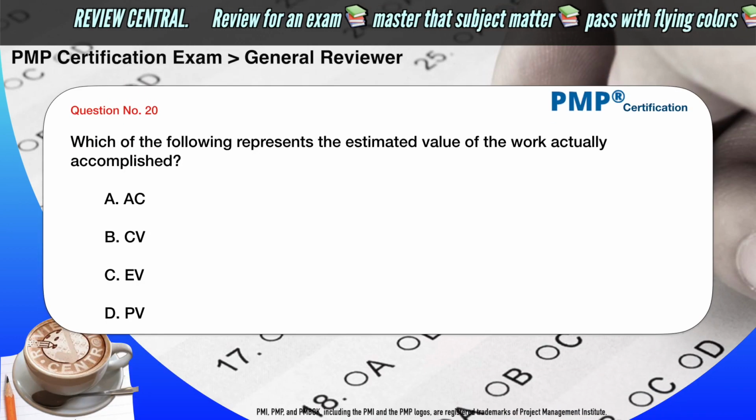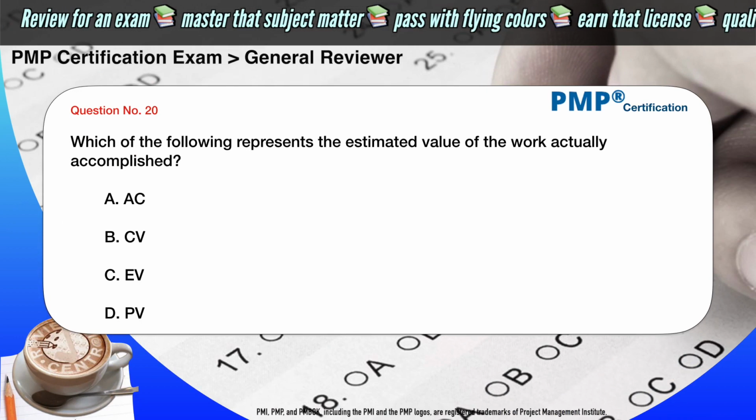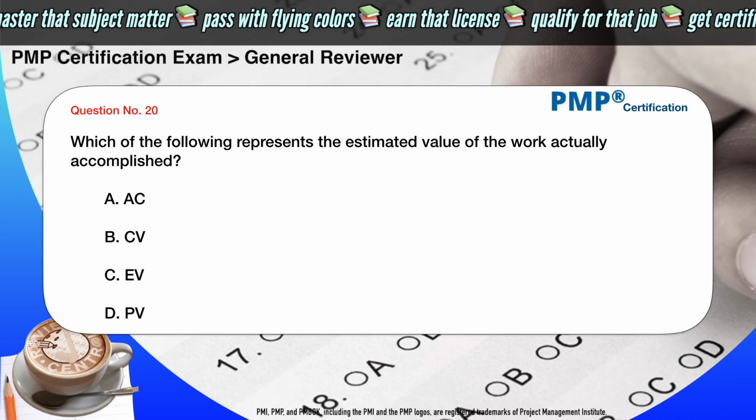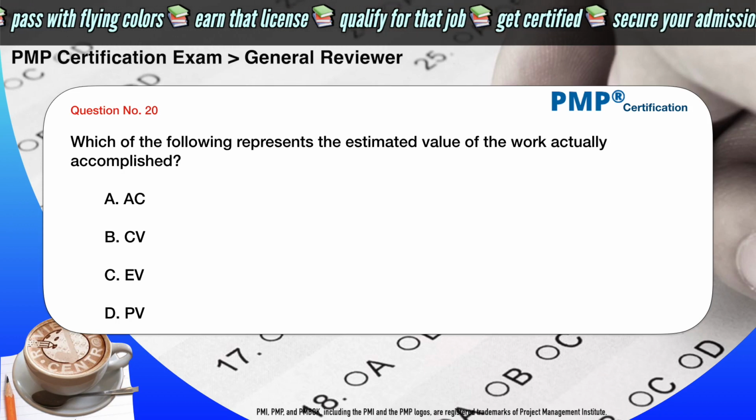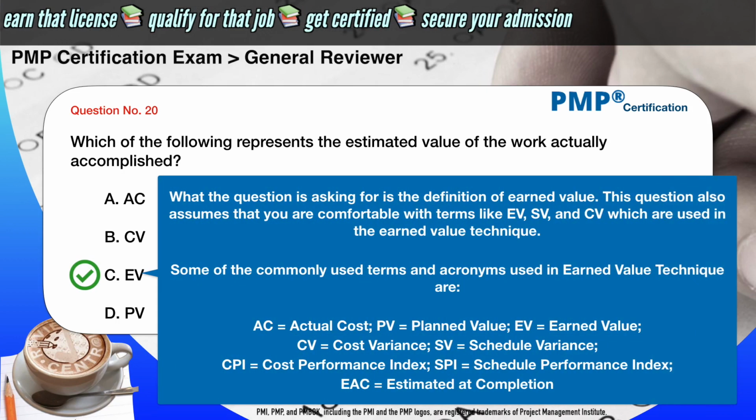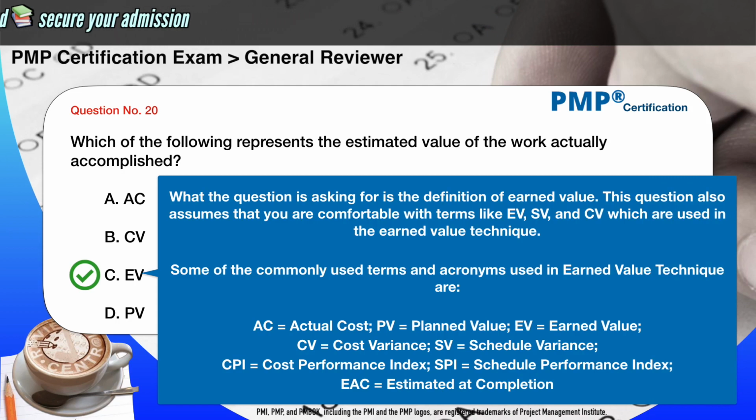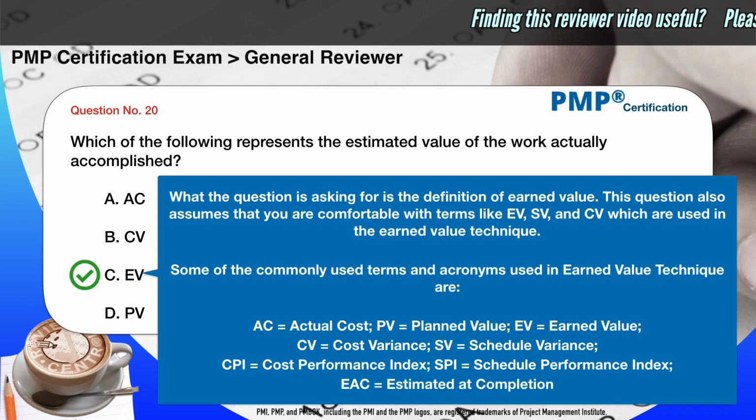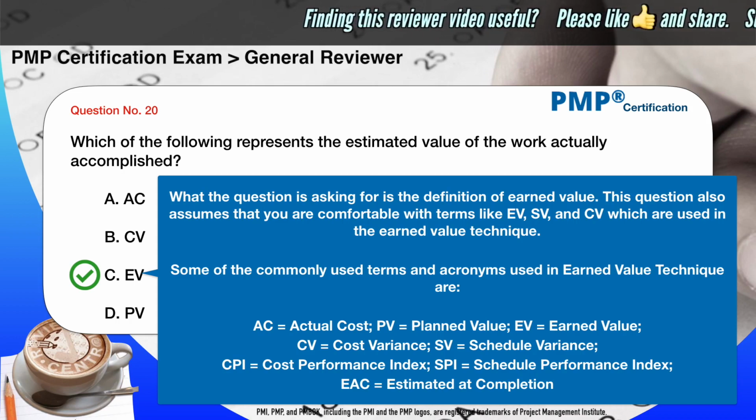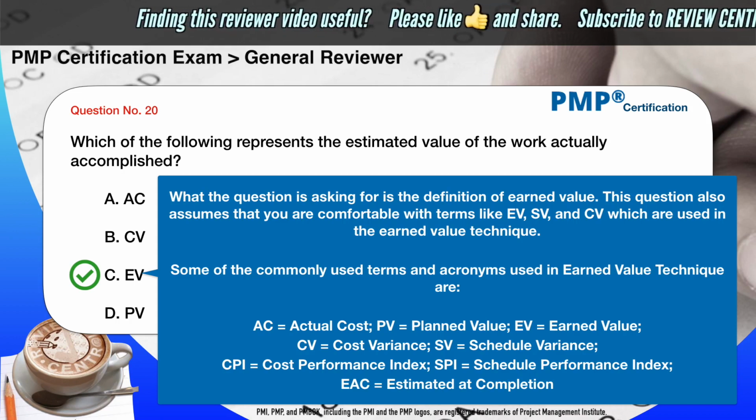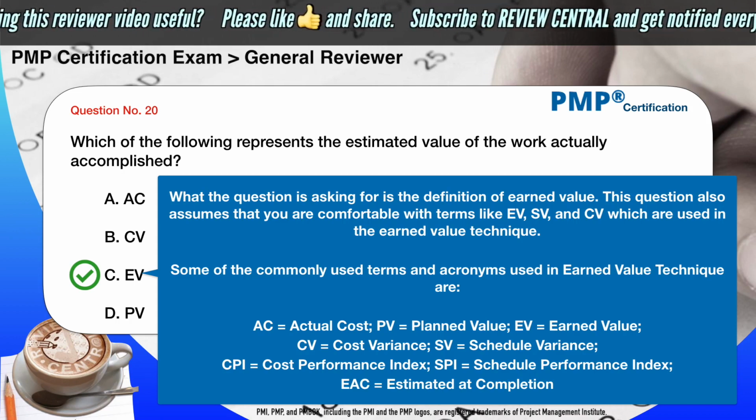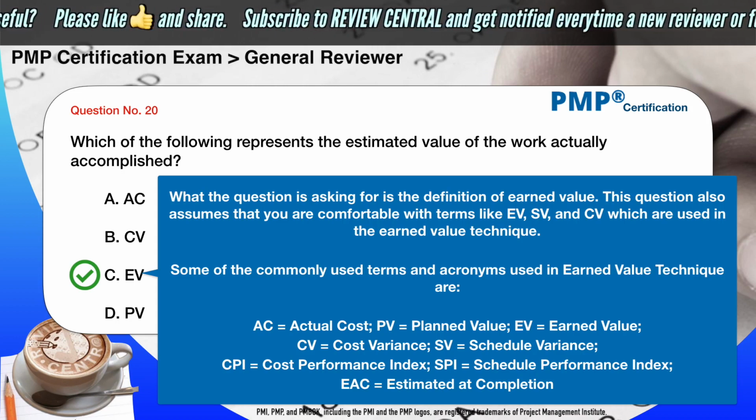Which of the following represents the estimated value of the work actually accomplished? A. AC. B. CV. C. EV. D. PV. The correct answer is C. EV. What the question is asking for is the definition of earned value. This question also assumes that you are comfortable with terms like EV, SV, and CV, which are used in the earned value technique. Some of the commonly used terms and acronyms are AC or actual cost, PV or planned value, EV or earned value, CV or cost variance, SV or schedule variance, CPI or cost performance index, SPI or schedule performance index, EAC or estimate at completion.